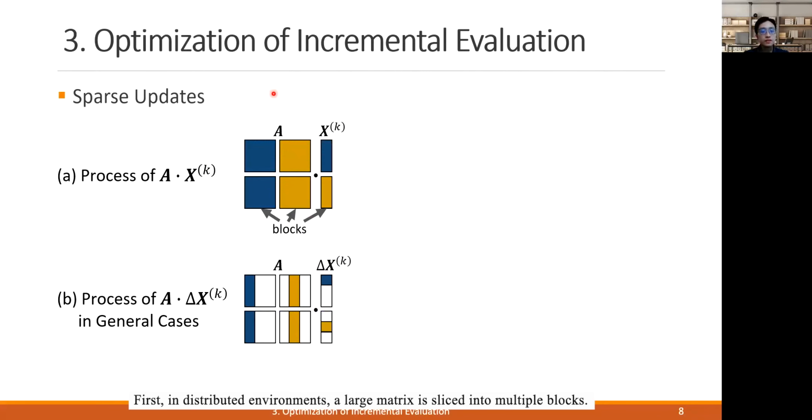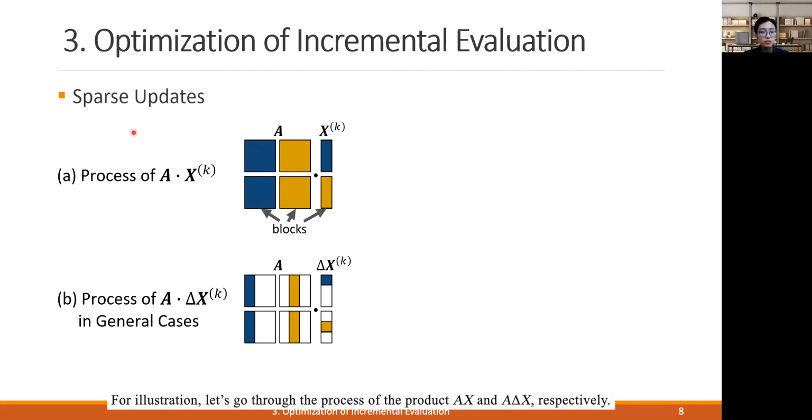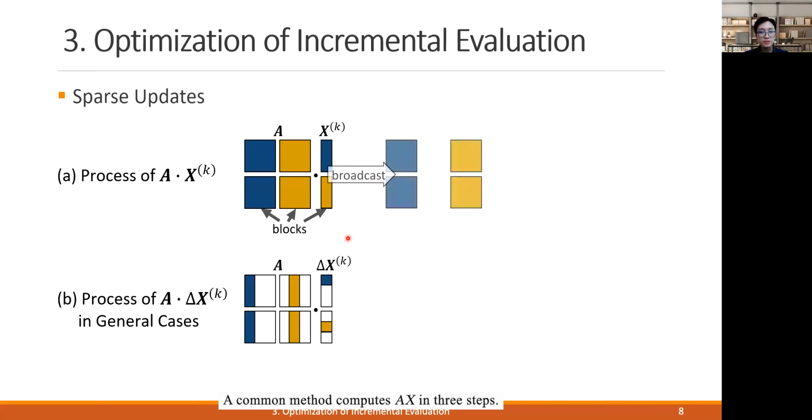First, in distributed environments, a large matrix is sliced into multiple blocks, and the sparse updates here mean that there are incremental updates scattered across the blocks. For illustration, let's go through the process of the product AX and A delta X respectively. Here, matrix A is sliced into 4 blocks, and matrix X is sliced into 2 blocks. A common method computes AX in 3 steps.